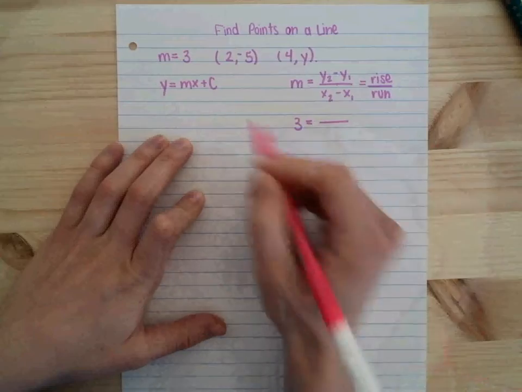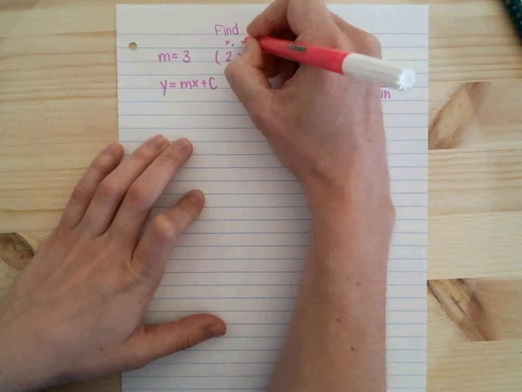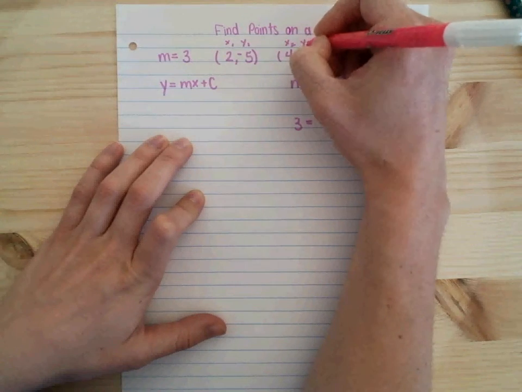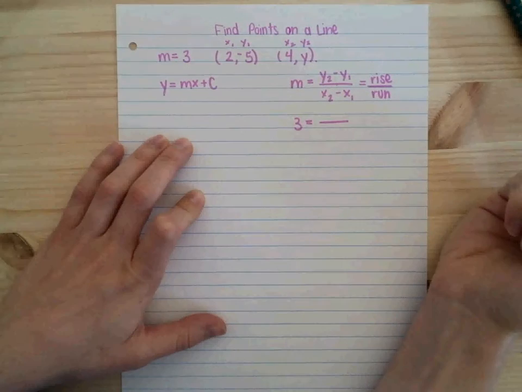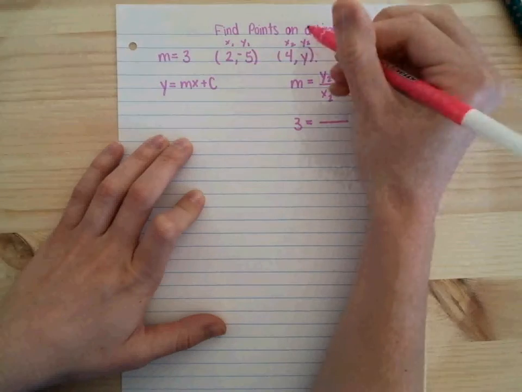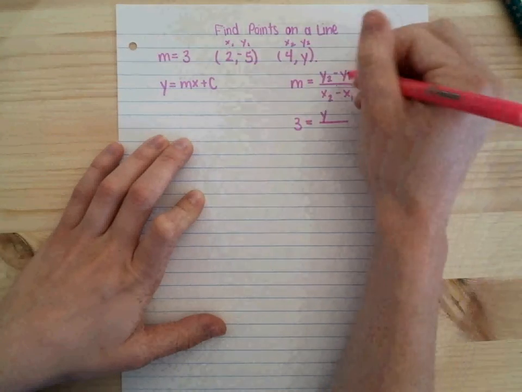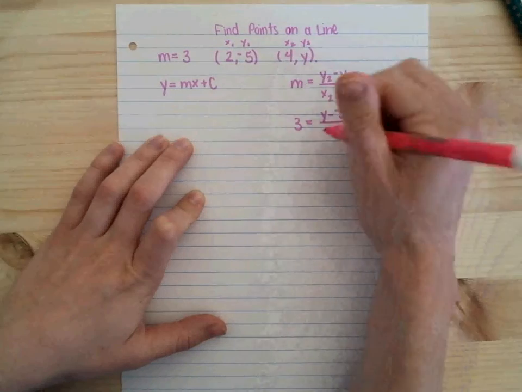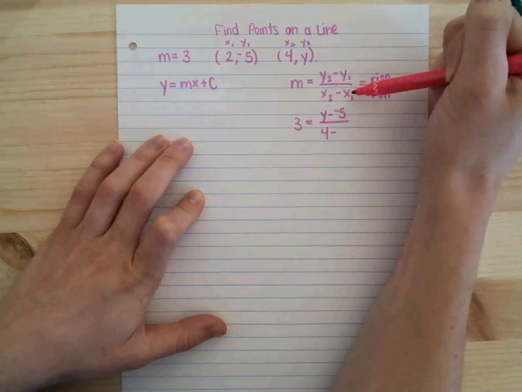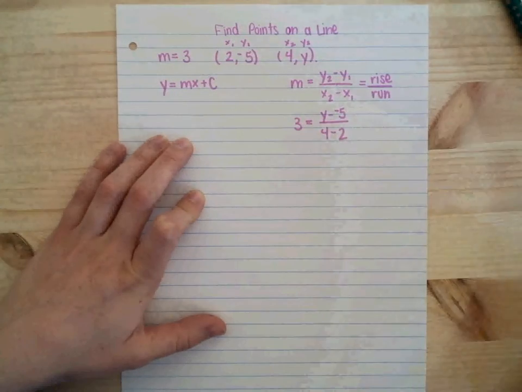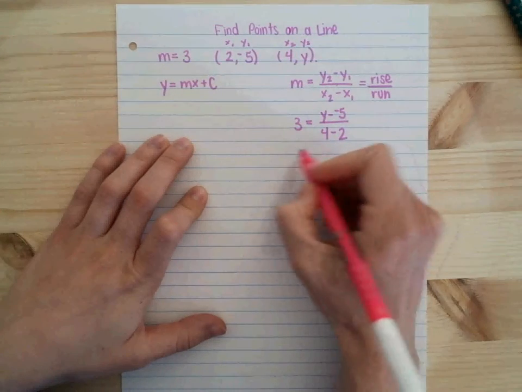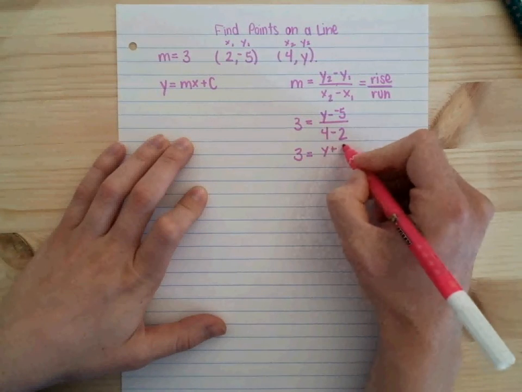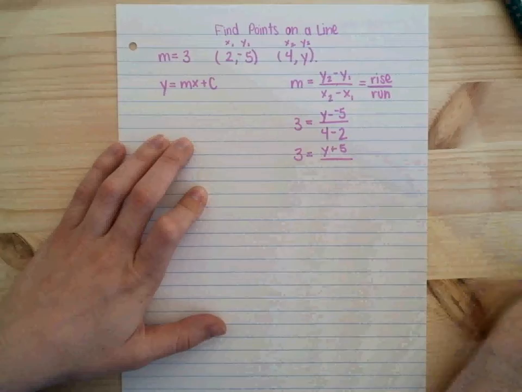So let's call this x1 and this y1. We'll call this x2 and this y2. So we're trying to find the value of y2. In place of y2, I'm going to put y. In place of y1, I'm going to put -5. In place of x2, I'm going to put 4. And in place of x1, I'm going to put 2. I'm going to simplify a bit. So this is still 3. When you subtract a negative, that just means plus a positive. And 4 minus 2 is 2.